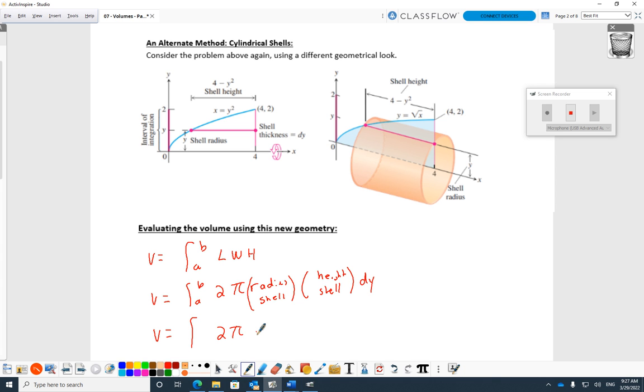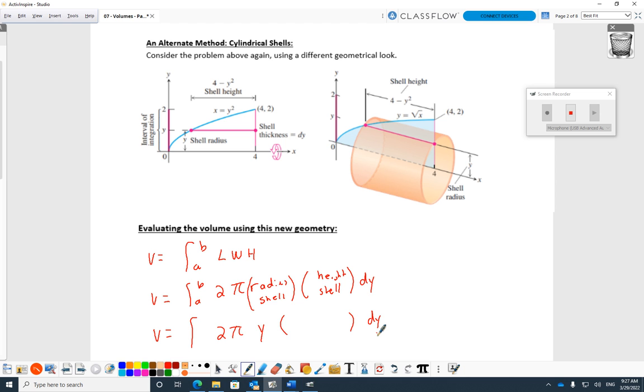This is where the visualization comes in. You got to be able to draw this picture on your page and picture these shells going along the outside here. Maybe my little demo helps to understand that as we go along here, the shapes of those shells is going to change. So the radius is just the y value. Now, the height of the shell in terms of y, that's hard. The picture's already shown it, but I want to walk through it.